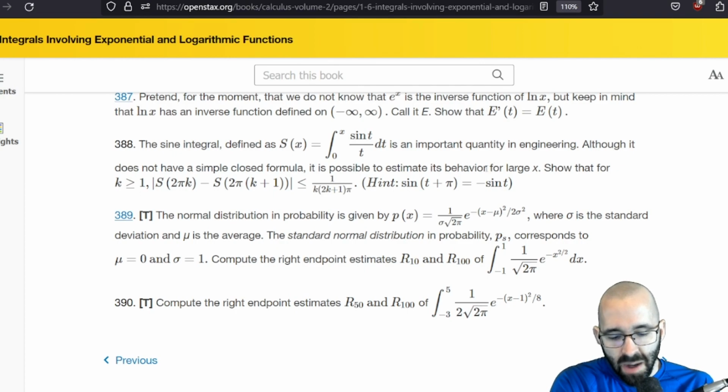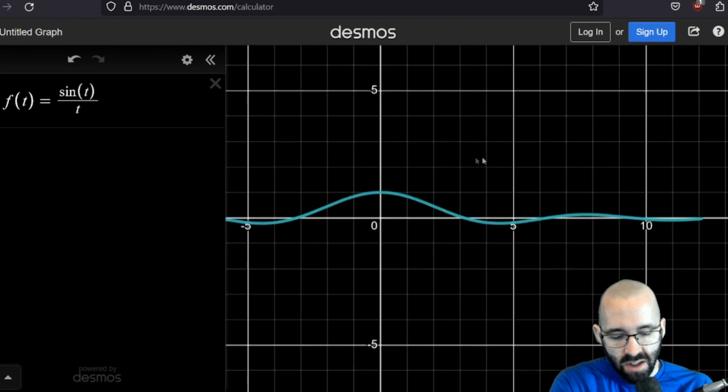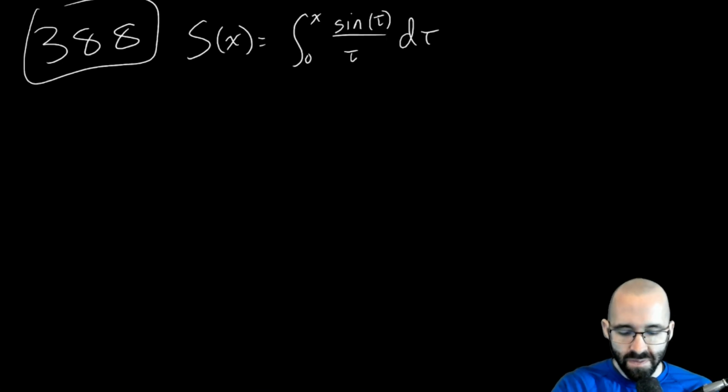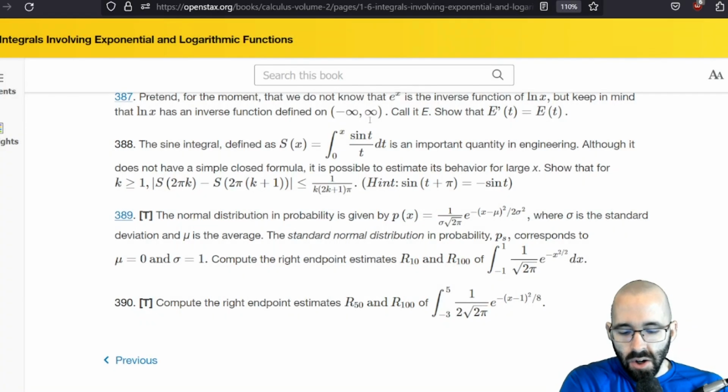All right, so we're going to estimate its behavior if x is big. Again, this is the function that we're looking at. And as x gets big, sine is oscillating. We could use the squeeze theorem to talk about this. Sine continues oscillating, but as t gets bigger and bigger, as we integrate further and further on here, we're dividing by a bigger number. And so it's oscillating, but it's oscillating closer and closer to 0. Okay, so show that for k bigger than 1, this is true.